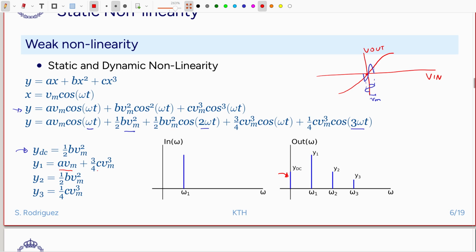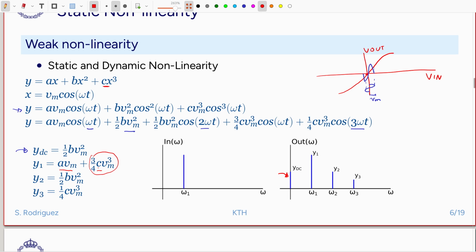The component of the fundamental frequency depends on coefficient A that we expected, but also it depends on the coefficient C, the third order coefficient of the polynomial, and normally this coefficient is negative. That already tells us some very interesting information. For very large values of Vm, the signal is going to show some compression, because this part is going to become negative. So it is going to show some compression when I increase the amplitude due to this third order nonlinearity.